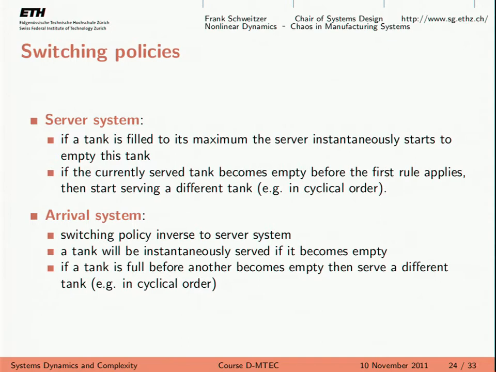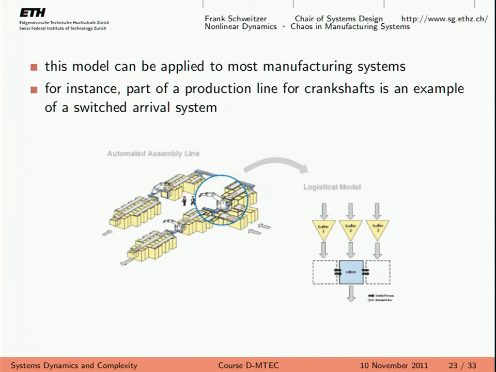So that's pretty much all I have to say. Before we start with the new lecture, I'd like to finish the few slides from the last lecture. Remember, we were talking about chaos in manufacturing systems, in particular this kind of server setup, where we abstract our manufacturing system into buffers and a server which services these buffers.